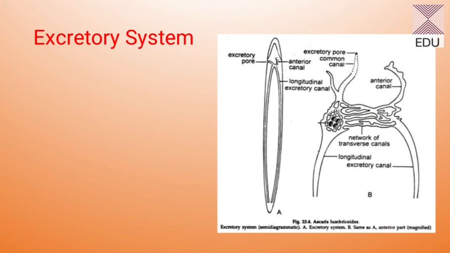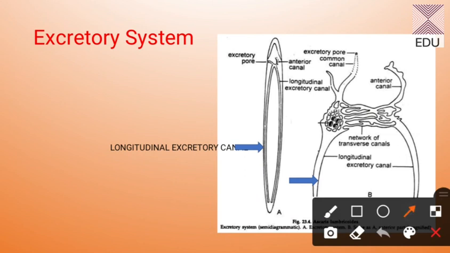Now, if we go further, this particular system consists of two longitudinal canals. This is the first part of the excretory system. So, in the ASCARIS, we have got two longitudinal canals. This is the first canal and this is the second canal. They are going backwards on the lateral sides. So, these are the left canal and the right canal.